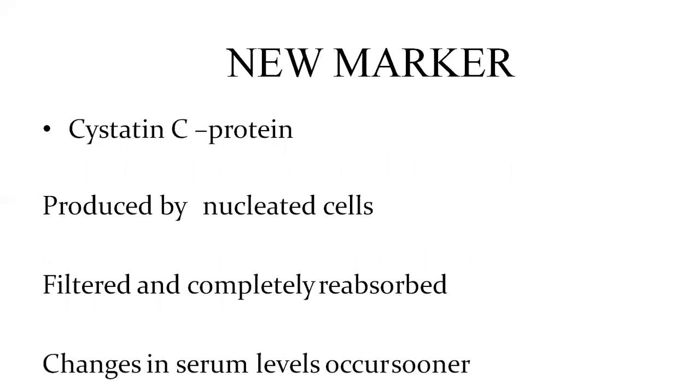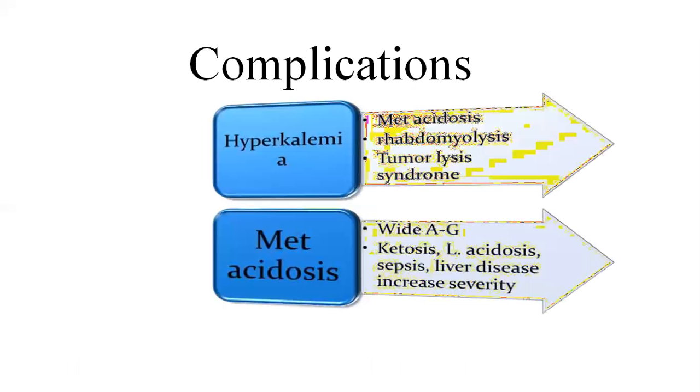Some new markers like cystatin C protein, as we have seen, are useful as it is completely reabsorbed from the circulating filtrate in the tubules. So this might also be used as a marker. It is filtered and completely reabsorbed, and any change in the serum level occurs sooner if there is some problem with its absorption.